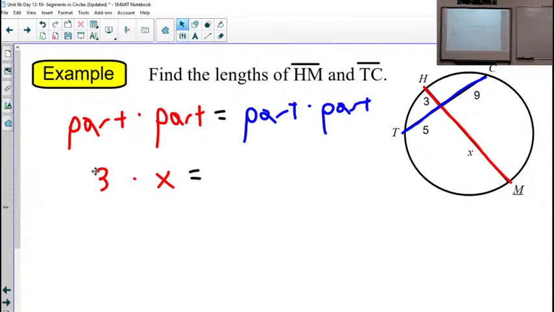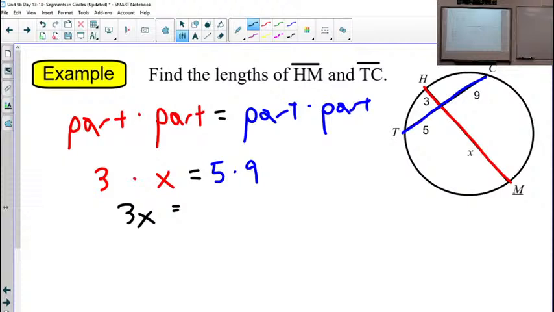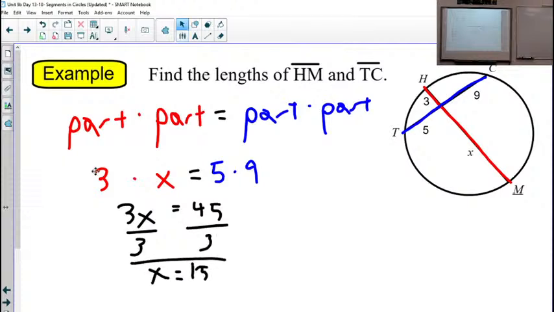Equals part times part over in the blue segment, this part is 5 and this part is 9. So part times part here. And let's simplify that out a little bit. This is a pretty easy equation. 3 times x. And then over here we have 5 times 9 is 45. So when we divide, we're going to get 15 for x.